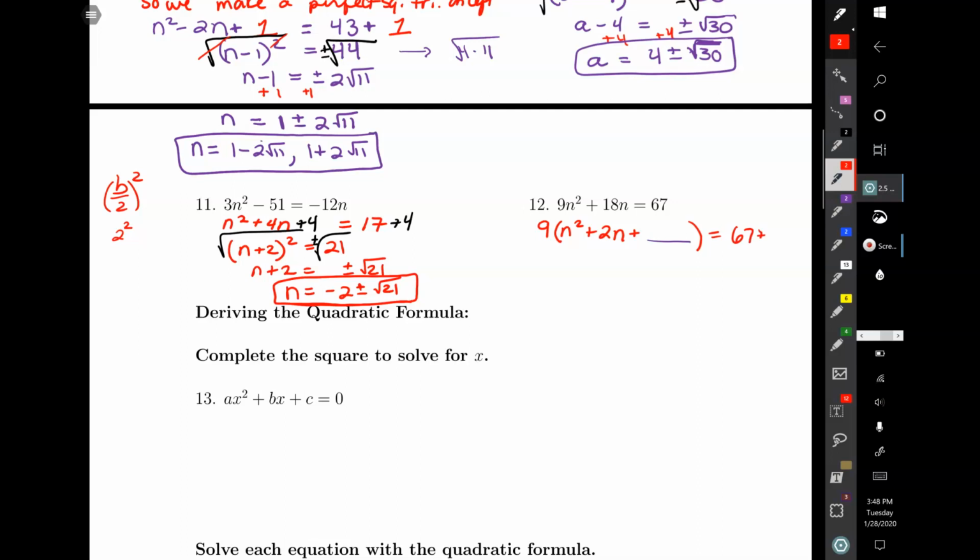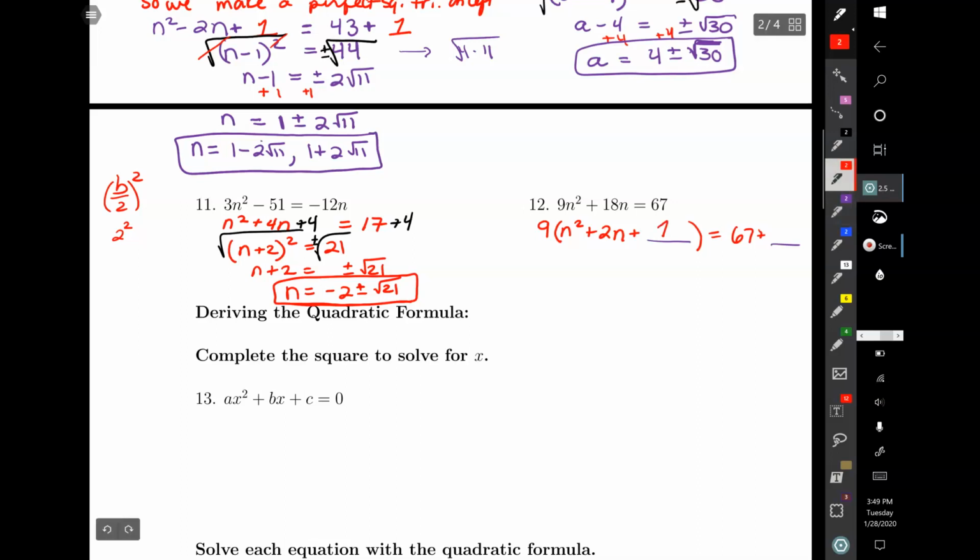But it's pretty hard to do when we have a coefficient. That's why we pulled it out. But we have to remember it's still part of the problem. So whatever I add here has to be multiplied by 9 before I add it on the right-hand side. That's the step that people miss and have trouble with. So we're going to take half of our b, which will be 1, squared. So I'm just going to add a 1 in there.